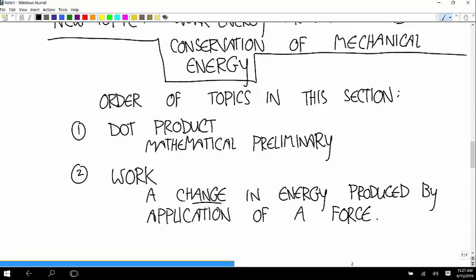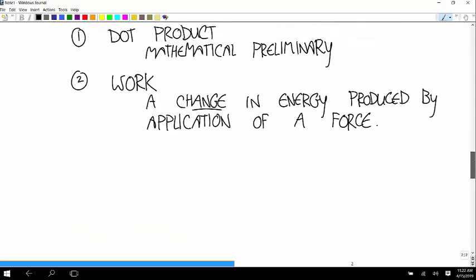And the second thing is there are a bunch of ways to change an object's energy. One way to change its energy is to hold it up next to a radiator or whatever. That changes the object's energy. So work is not just a general change in energy. It's a very specific kind of energy change. It's the kind you get if you apply a force to it. And so we'll talk about what that is mathematically using that idea of a dot product.